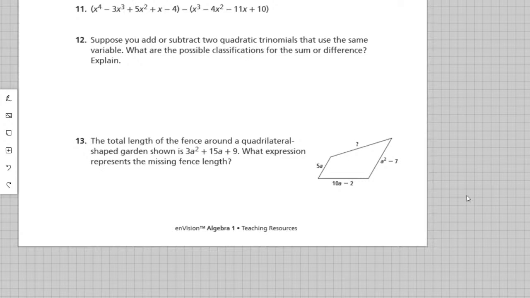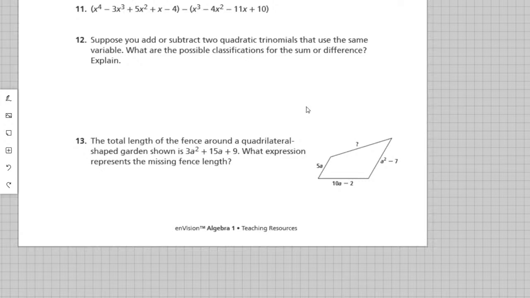Hey everyone. So a few questions were asked about 12 and 13, which I think are both really good questions to go over. Just to give you a heads up, at least for number 12, there's more than one answer, so there's no really right or wrong answer, per se. It's asking you to suppose you want to add or subtract two quadratic trinomials that use the same variable. What are the possible classifications for the sum or difference? And then they want you to explain.